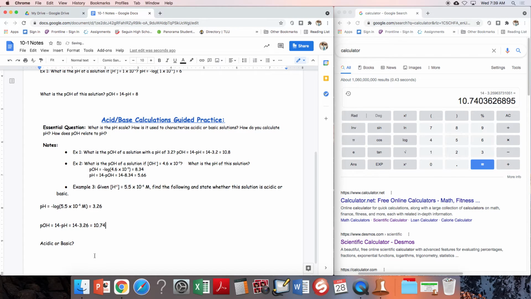Now I need to decide, is this an acid or is this a base? Just because we have an H concentration doesn't automatically make it an acid, because even bases will have some H. But if we look, I've got a pH of 3.26, and we know that any pH that is less than 7 is going to be an acid. You can technically also find it from pOH, but that tends to mess with people.